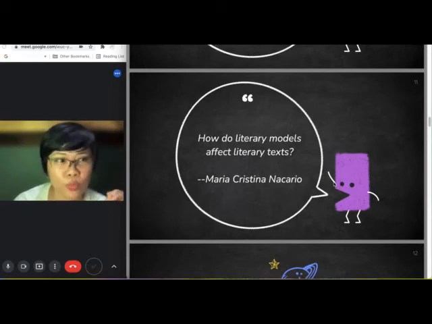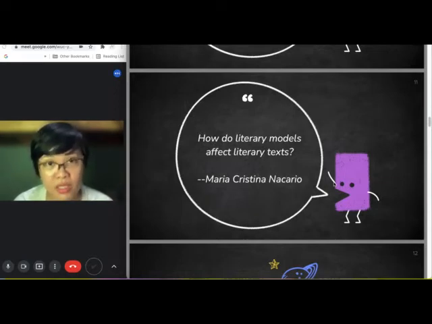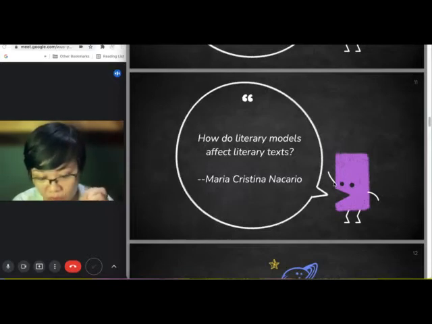No, a writer would create a novel or a story or whatever it is, a play based on his objectives. And these objectives may be related to any of the models, but it's never created to please a certain model. It is always to attain the objectives of the author. Okay? So it's the other way around, Maria Cristina.